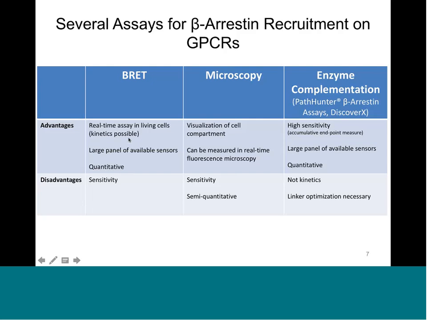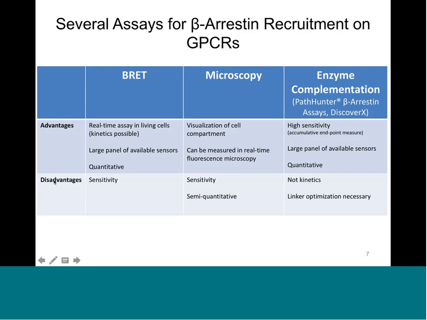So the main advantage maybe of the BRET assay is that we have access to kinetics, so we can do real-time measurements in living cells, and it's quite quantitative. The obvious advantage of the microscopic assay is that we have access to the compartment, so we can see in which compartment the interaction takes place. And the main advantage of the enzyme complementation assay of DiscoverX is its high sensitivity due to the cumulative endpoint measures and also the quantitative character.